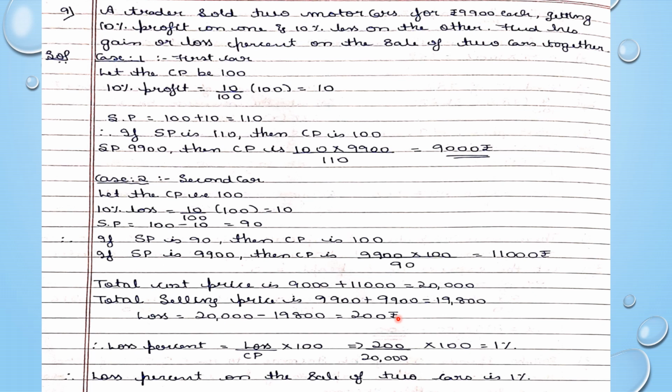To find out the loss percentage, you have a formula: loss divided by cost price into 100. If it was a profit, you would write gain percentage as gain divided by cost price into 100. Here you got a loss, so you have to find out the loss percentage. Loss is 200, cost price is 20,000, so into 100, so 1% is the loss. So on selling both the cars, 1% is the loss which has arrived.